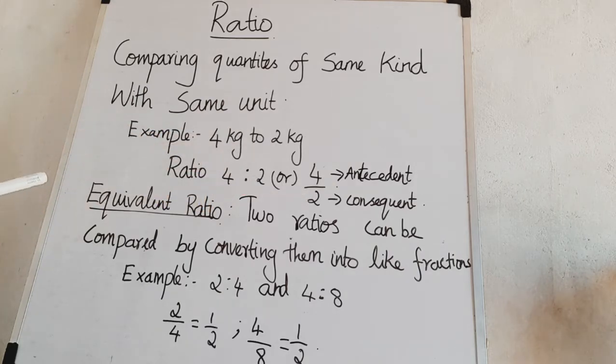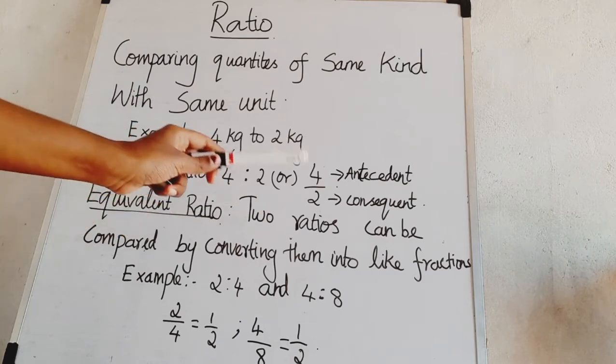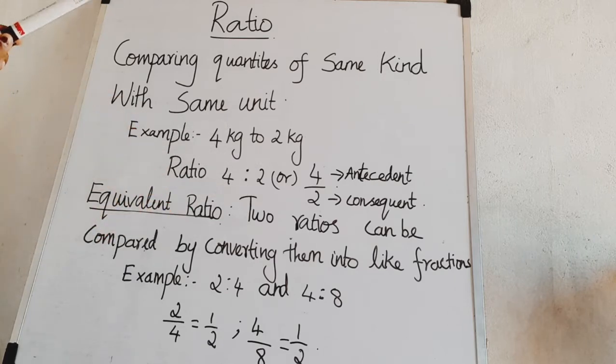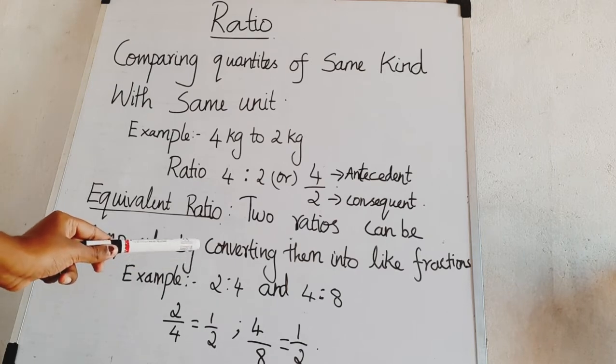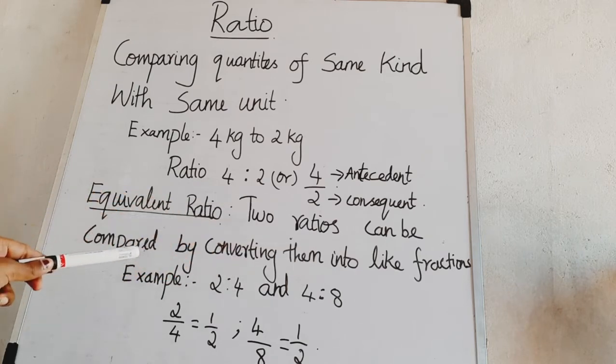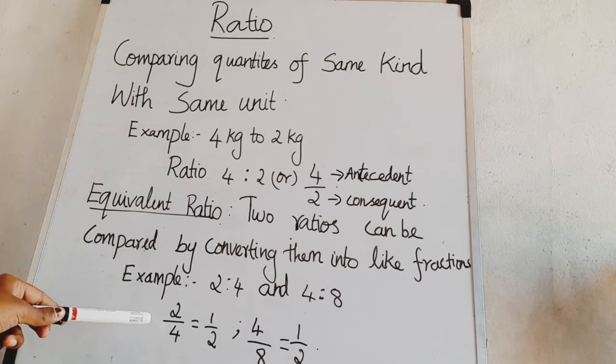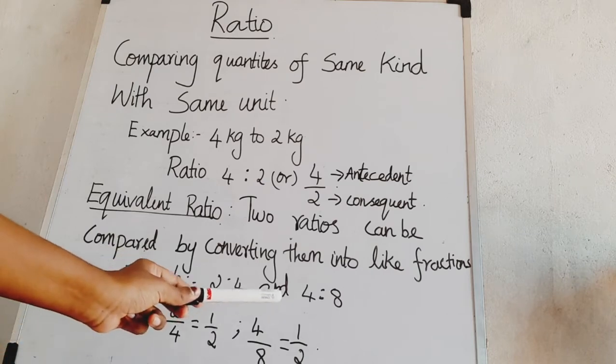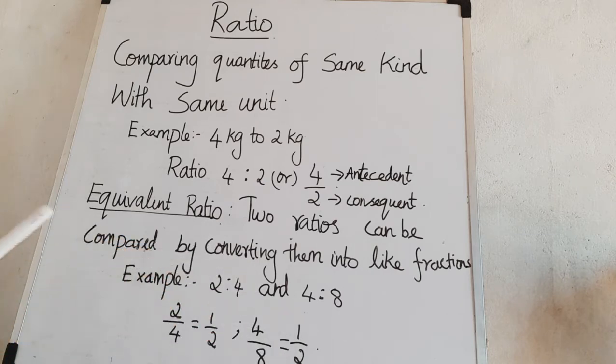Then the next one is equivalent ratio. So how to find the equivalent ratio? Two ratios can be compared by converting them into like fractions. Now in the example, you have 2:4 and 4:8. When you convert these into like fractions by using simplification, 2/4 simplifies to 1/2, and 4/8 simplifies to 1/2. Now these two ratios are equivalent. So this is how we say two ratios are equal. That is the equivalent ratio.